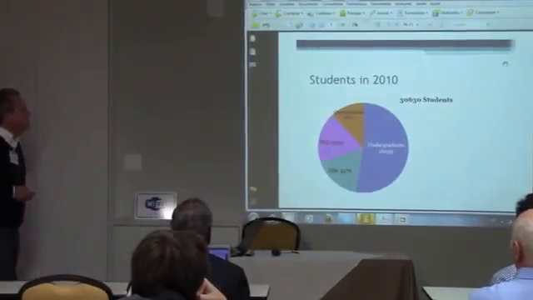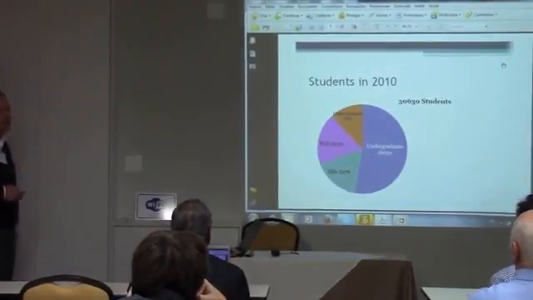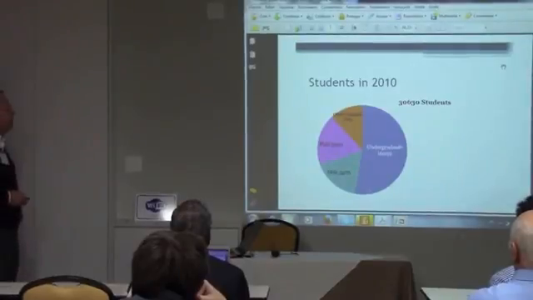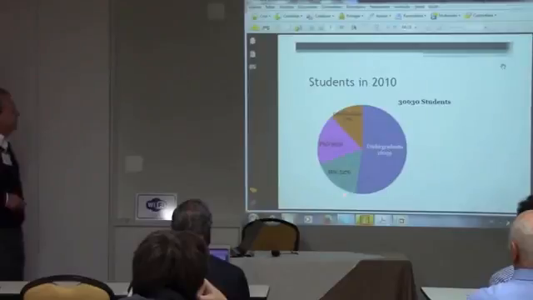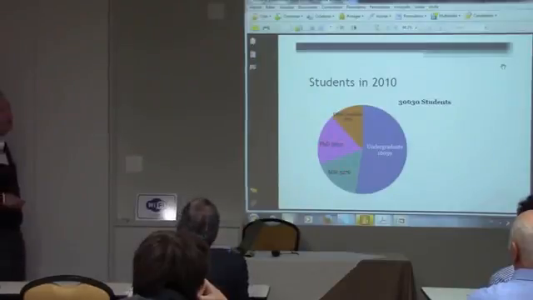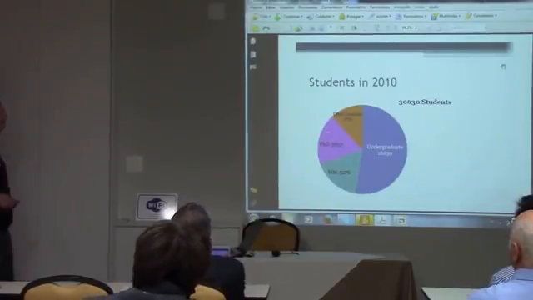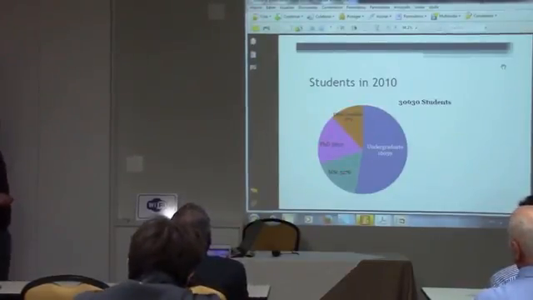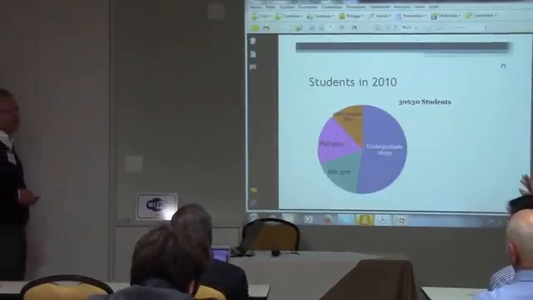So if you take a look at the students, the figures haven't changed much in the last years, but we have about 31 to 32,000 students. Just about half of it are undergrad, the other half are graduate students. We have about 11,000 degree-seeking graduate students and about 4,000 non-degree seeking students that are here for specializations.